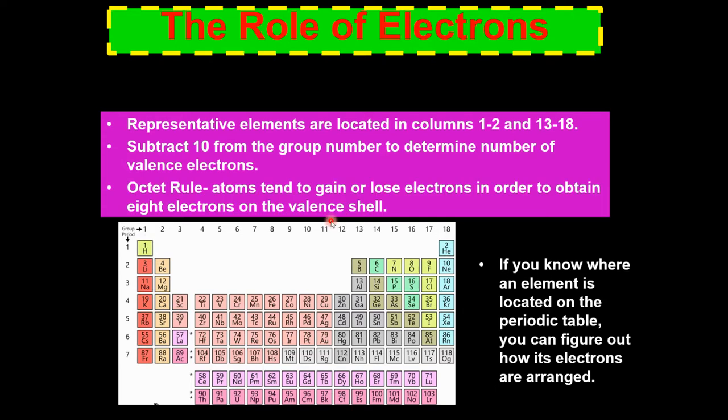All right, and then we talked about the octet rule this week. The octet rule: atoms tend to gain or lose electrons in order to obtain 8 electrons in the valence shell. The exception to the rule would be helium, because it already has 2. So if you know where the element is located, you can figure out how its electrons are arranged.